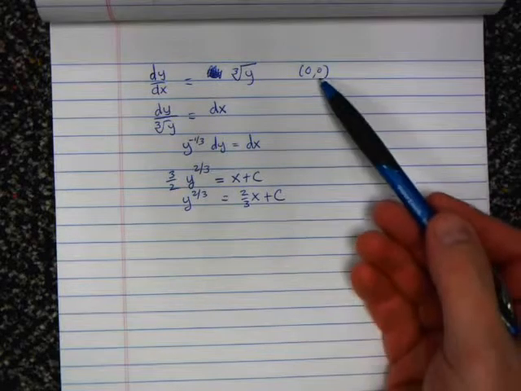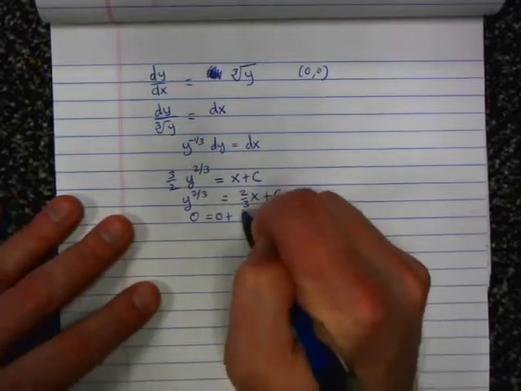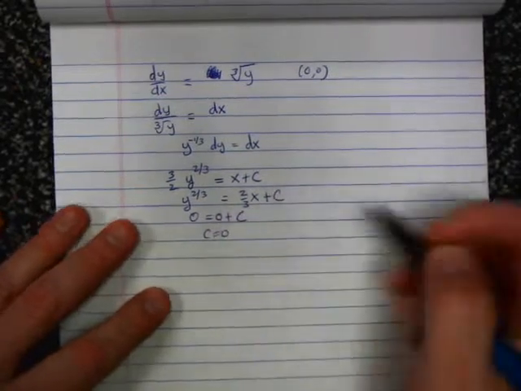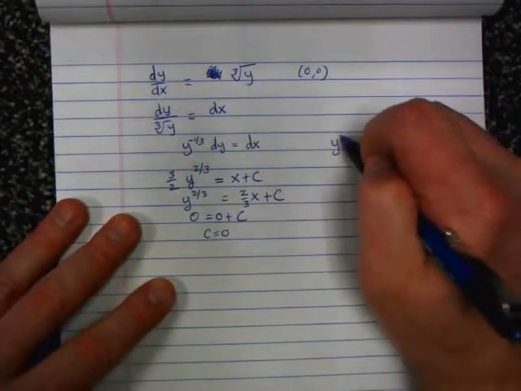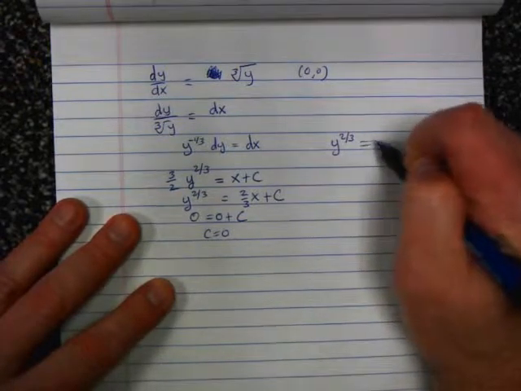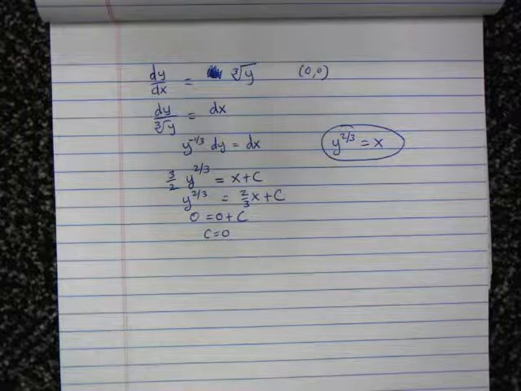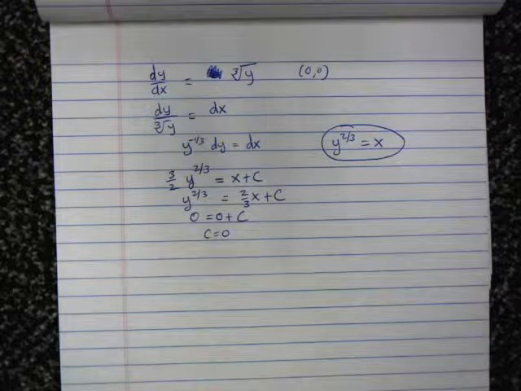Plugging in my initial condition, I get 0 equals 0 plus c. So c is 0. So, one solution to this equation is that. But as I said, we are not guaranteed that that solution is the only solution. There may be others.